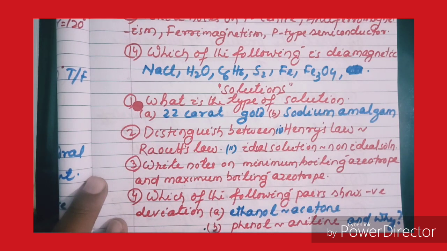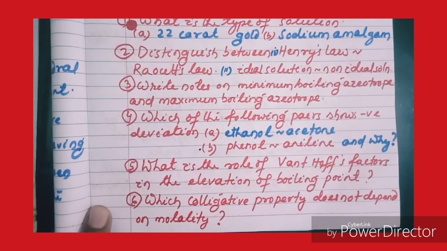Which of the following pairs shows negative deviation? Ethanol, acetone, phenol, aniline, and why? What is the cause of negative deviation? What is the role of van't Hoff factor in the elevation of boiling point?